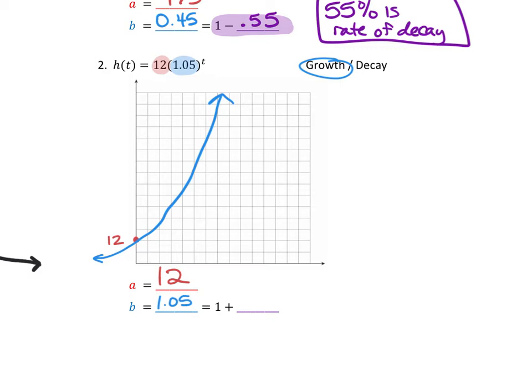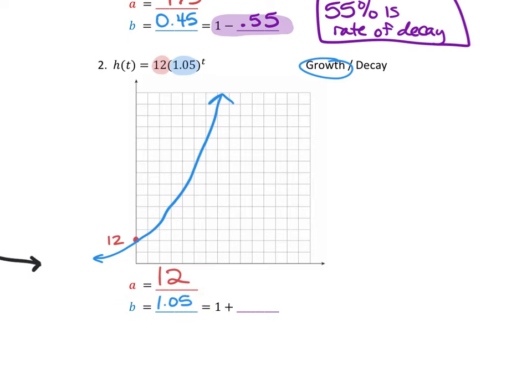Again, feel free to laugh at my wobbly curves here, but you should have noticed that this has an initial value of 12, so we're going to start at 12. And since the B value is bigger than 1, we would have had to add to create this B value. So we know that this is going to be an increasing or a growth function. Now, of course, 1.05 is my B, which is the growth factor.